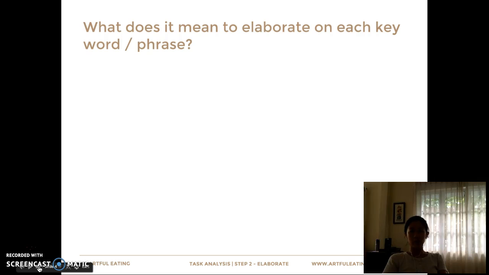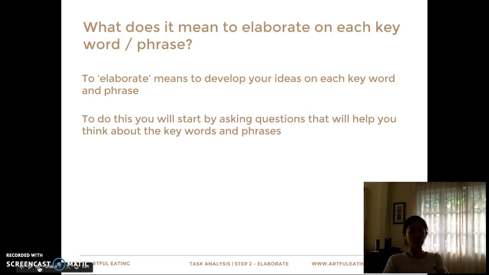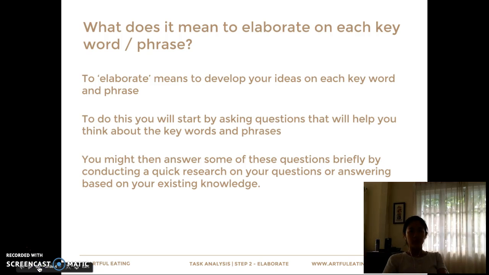So what does it mean to elaborate on each keyword and phrase? Now, to elaborate means to develop your ideas on each word and phrase. Develop your ideas. To do this, you need to start by asking questions that will help you think about these words and phrases. After that, answer some of these questions briefly by conducting a quick research on your questions or answering based on your existing knowledge.